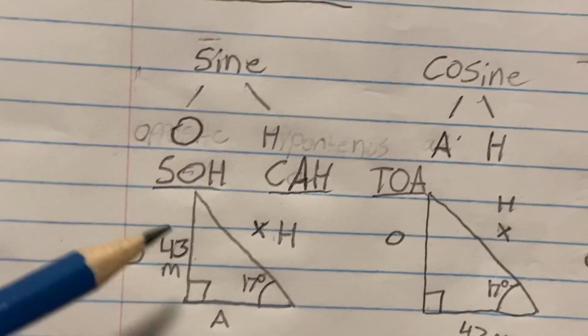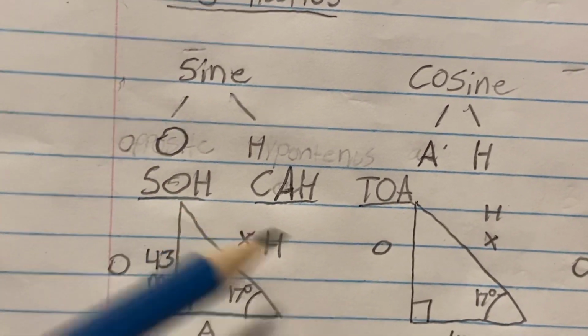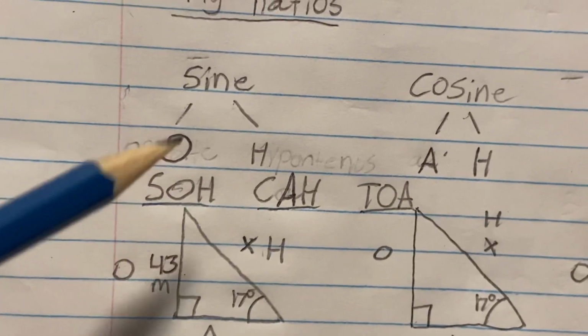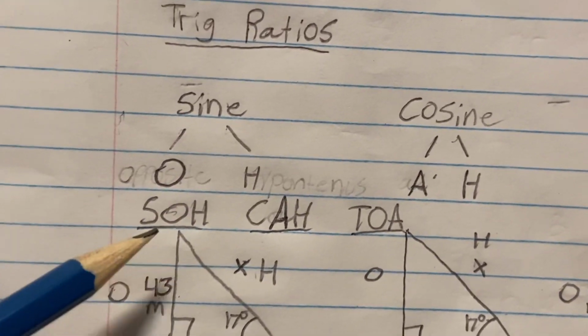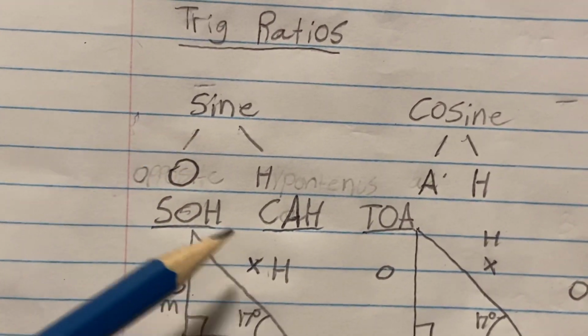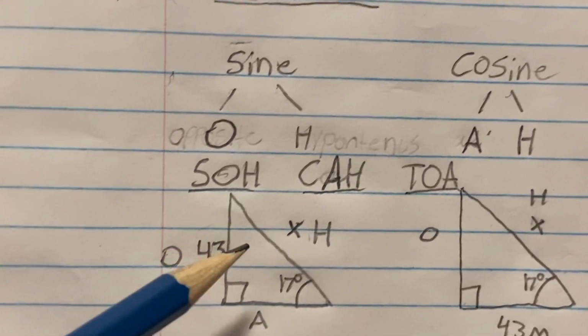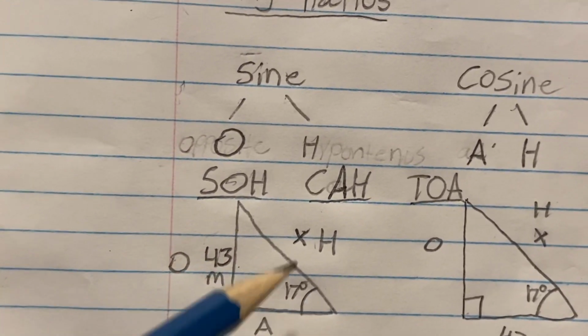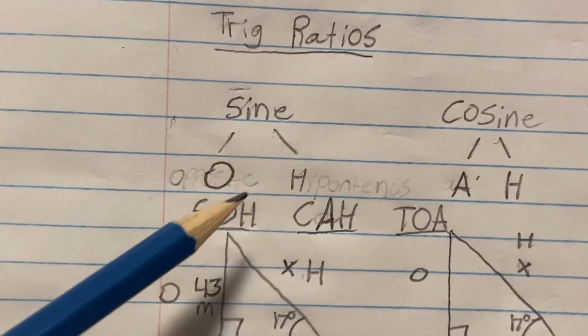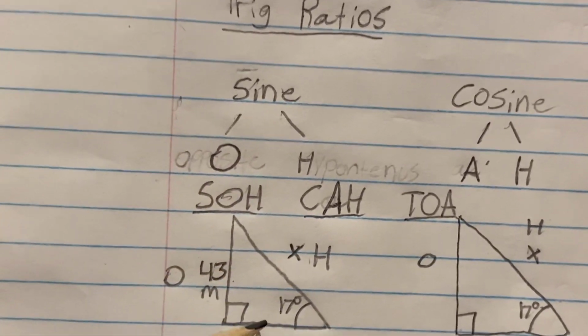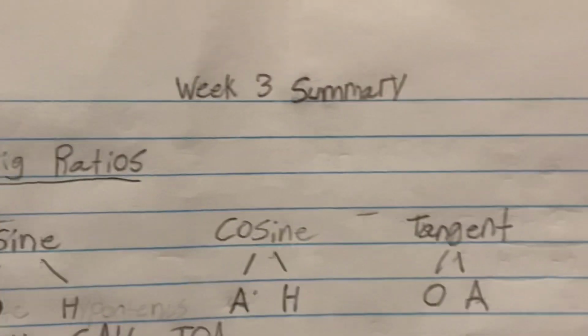So this is the part of the acronym SOHCAHTOA that is just SOH. So SOH, sine ratio is opposite and hypotenuse. So here, because we have the opposite and we're looking for the hypotenuse, that uses the O and the H. That means it's a sine ratio, and then we use the angle 17.